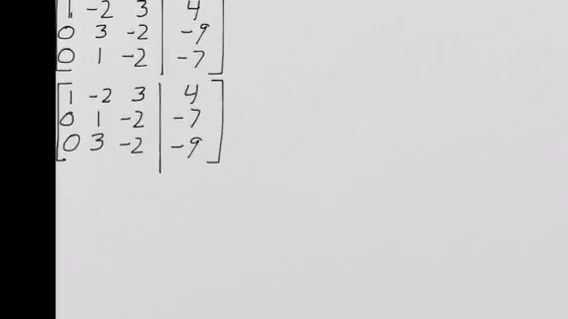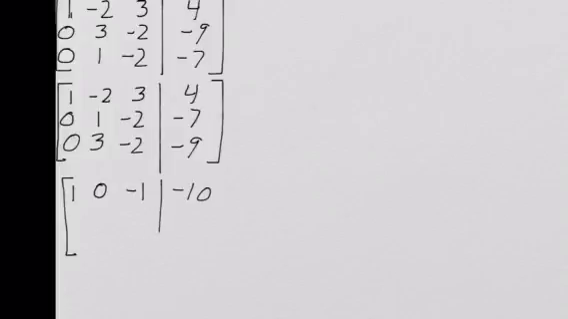And now my next step is I'm going to add 2 times the second row to the first row. So in doing that, I have 1 and 2 times the second row. 2 times 1 is 2, minus 2 gives me 0. 2 times negative 2 is negative 4, plus 3 gives me negative 1. 2 times negative 7 gives me negative 14, plus 4 gives me negative 10. And then the second and third rows stay the same.